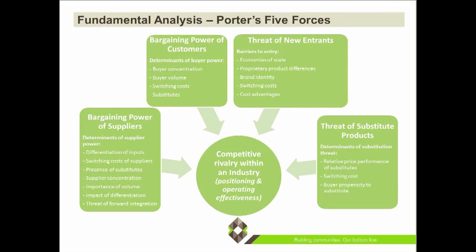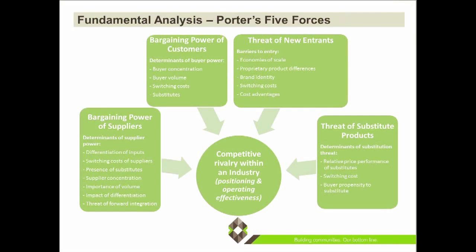Then threat of new entrants. What is your barrier to entry? Is it economies of scale? Have you got a niche proprietary product that no one can duplicate? Do you have brand identity? What are the switching costs involved as well from moving from your product to a new entrant, if they might give discounts? And then cost advantages. Do you have any cost advantages that could remain there, that could create a barrier to entry?